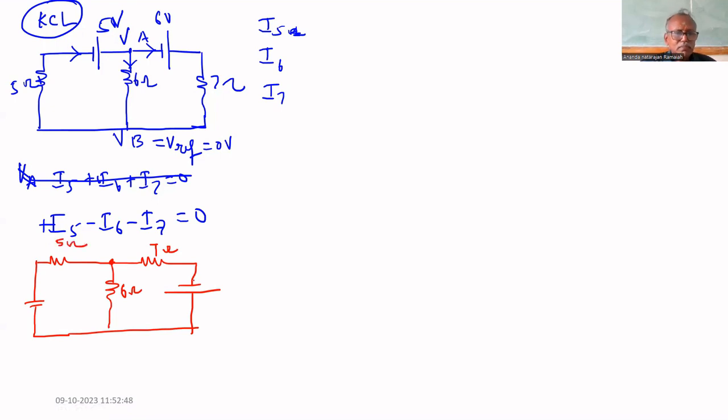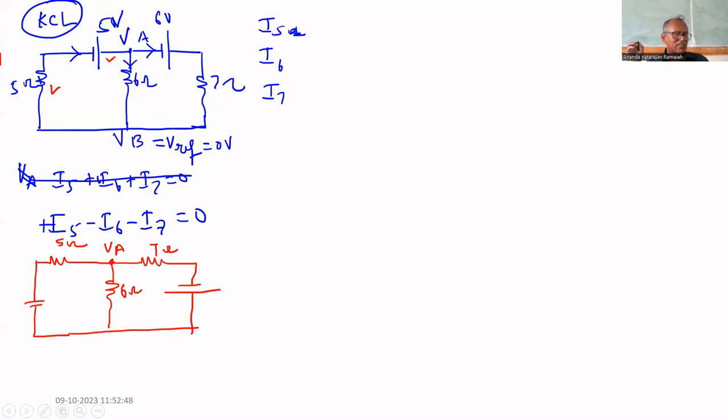Both are same. You can put the element in that branch anywhere. Same effect. Anywhere, but current should not change. If you put it here, or here, current is the same, I5. Sorry, current is same I5.